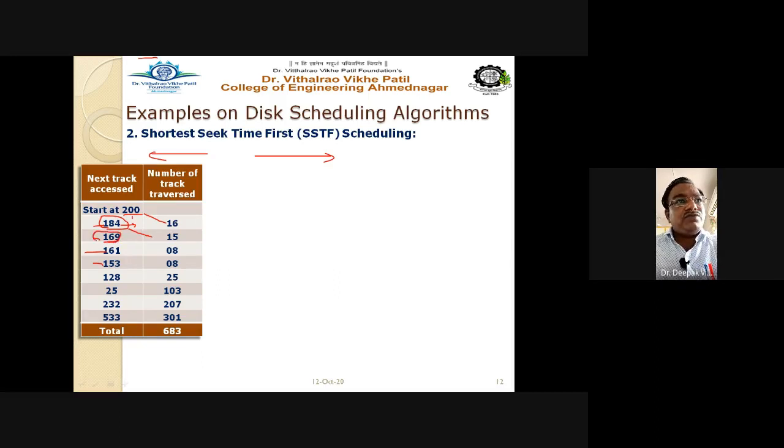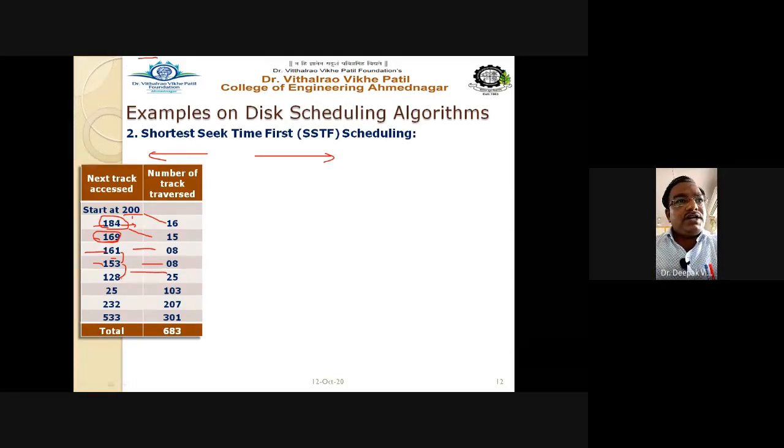Now from 169, we have to find out the shortest distance from every current location, because the new location becomes the current head location, and from that current head location we have to find out the best one. 161 is the shortest to 169, that is 8. So for 161 the nearer location is 153, then 128. See here, these are the distances, or these are the subtractions.